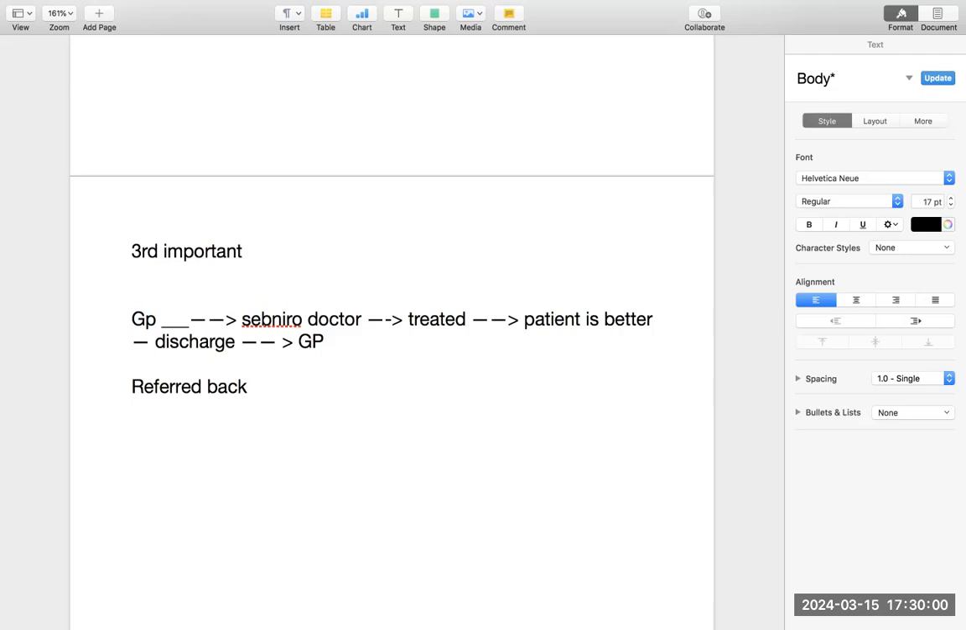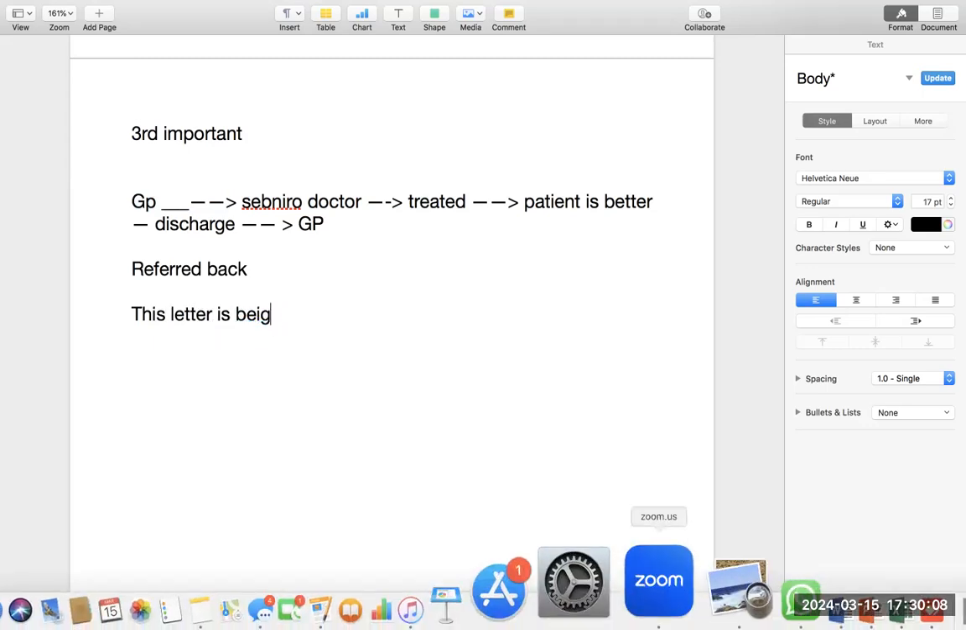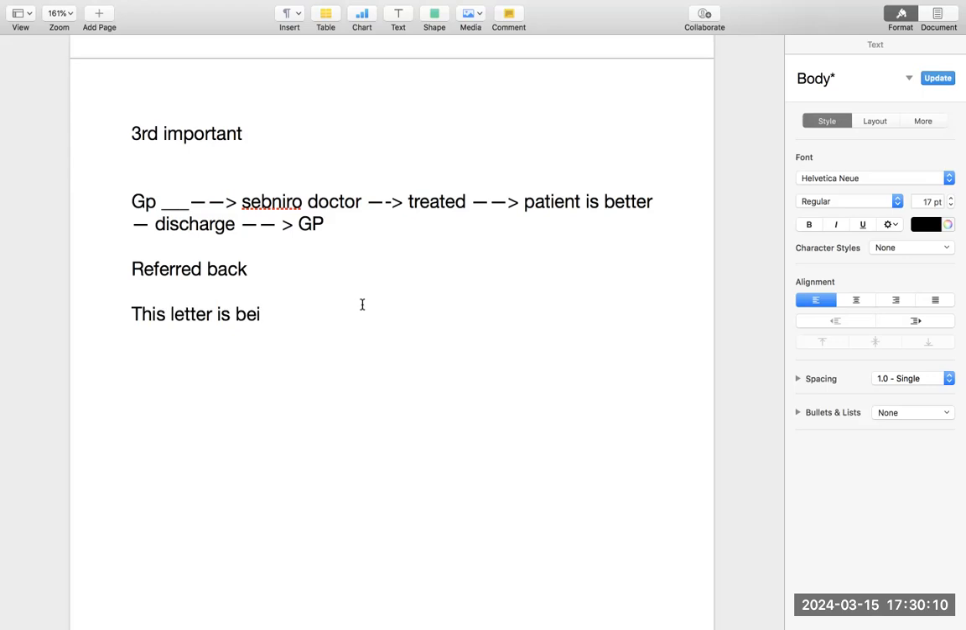So now how to write this letter? Simple, just follow the sequence. This letter is being written regarding one of your referred patients. Just follow the sequence, guys. And grammar is so easy in OET. How easy? Regarding one of your referred patients.